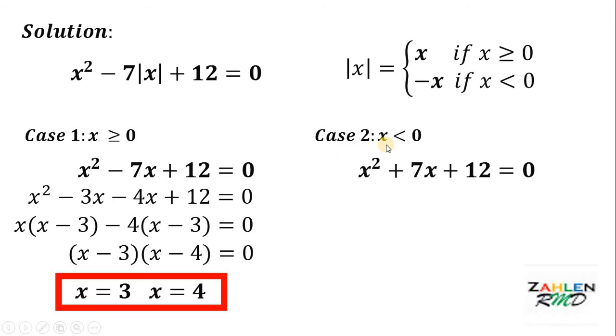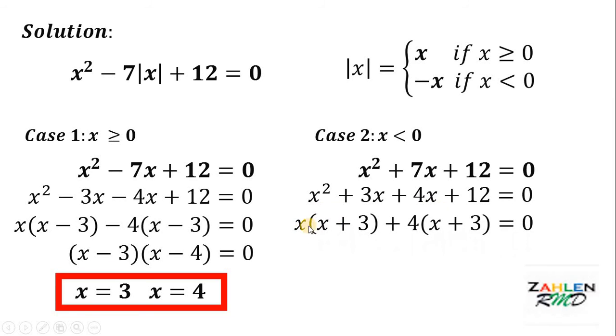Now, let's move on to case number 2, where x is less than 0. We're going to factor this equation the same way. 7x can be split into 3x and 4x. Next, factor out x and factor out 4. We get x multiplied by x plus 3, and 4 multiplied by x plus 3. Now, x plus 3 is common, so we can factor it out. We get x plus 3 multiplied by x plus 4 equals 0.